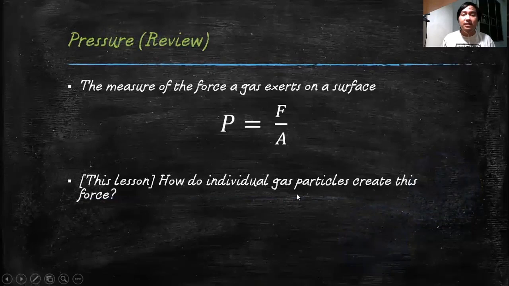So pressure, as discussed back then, is a measure of the force a gas exerts on a surface, given by this formula: pressure equals the force applied over the area. And in this lesson, we will determine how individual gas particles create this force.